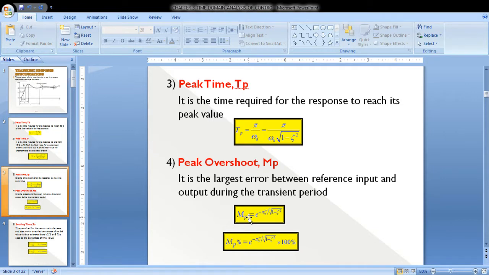Meaning the error is also going to be considered in terms of percentage. And that is why the final equation for Mp in terms of percentage is e raised to minus pi zeta upon under root 1 minus zeta square, multiplied with 100. Once we multiply with 100, you will get the value of Mp in terms of percentage, because error is considered in terms of percentage.